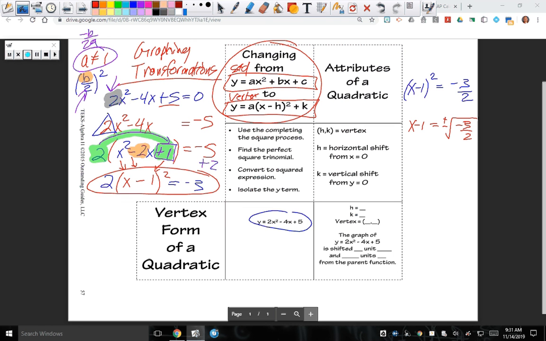Where I'm at right here? Did we understand how I got there? Okay. If I wrote this as 2 times x minus 1 squared plus 3 is equal to 0, is that allowed? Yeah, because I just added 3 to both sides. And now that I have this set equal to 0, it's almost like saying y is equal to all of this.